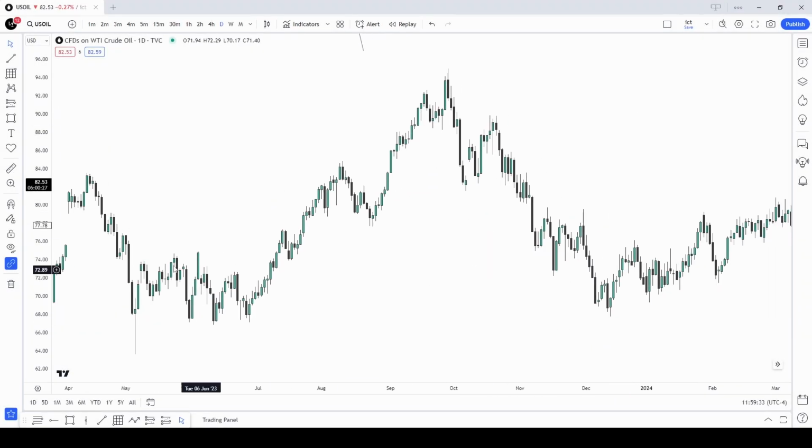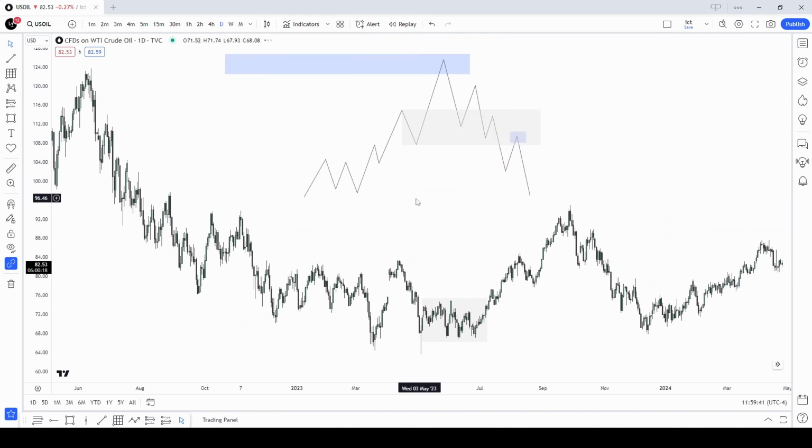You can see we have the original consolidation at this point, okay? Accumulation, reaccumulation, and then smart money reversal into a higher time frame PD array.